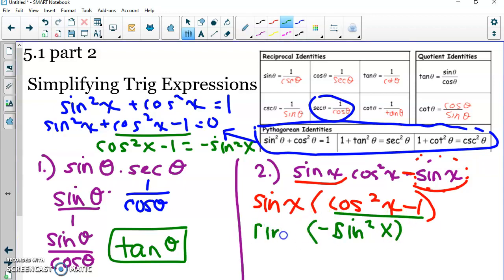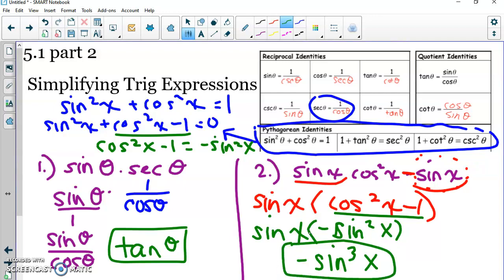Now we have sine of x times negative sine squared x. Sine times sine squared is sine cubed. And don't forget the negative sign. So this simplifies to negative sine cubed of x.